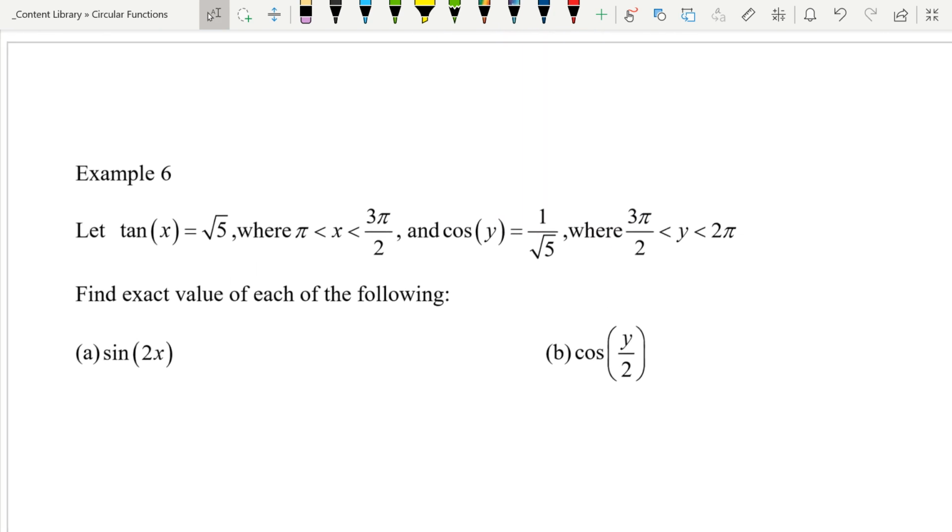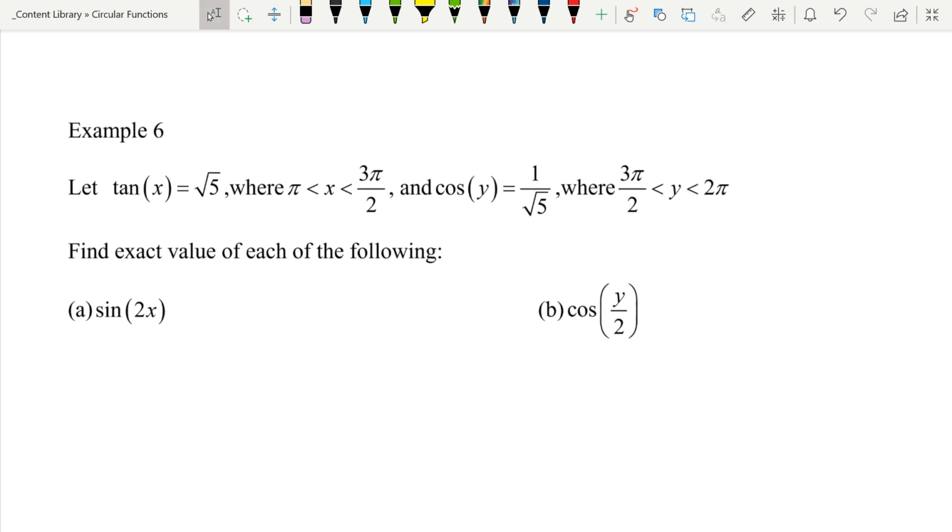All right, next page. Okay, let's try to do this again. Tangent x equals root 5, so I'll put it as root 5 over 1, and x is between pi and 3 pi over 2. Which quadrant is that? Third quadrant. So I draw the angle here. It's actually this angle, but it's the same as considering this angle here, not x. Let's use that as theta.